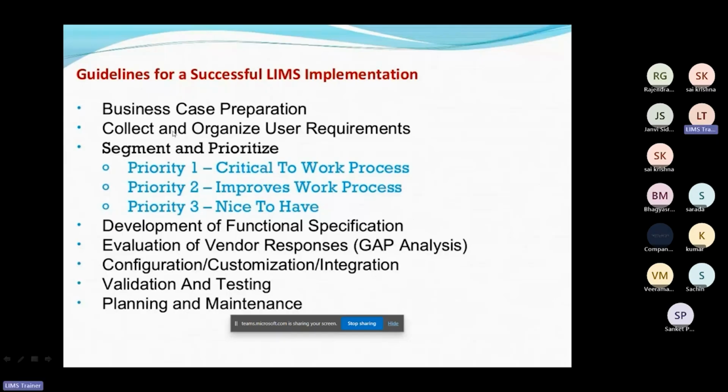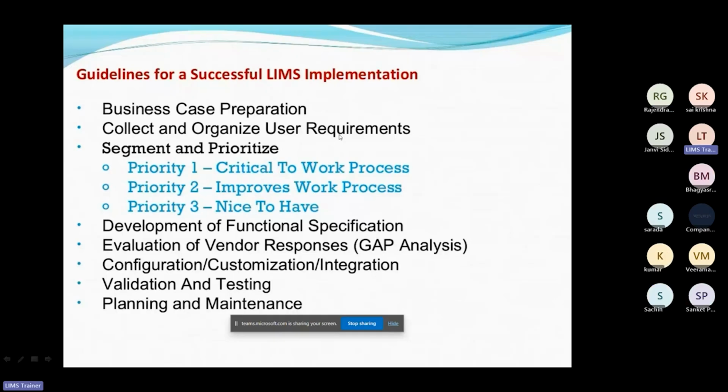Then we need to collect and organize the user requirements. User requirements basically concern the end user, the analyst working in that laboratory. What does he need, what does he require in that laboratory when we are shifting from manual mode to auto mode? These are called user requirements. So, what will the user requirements be?